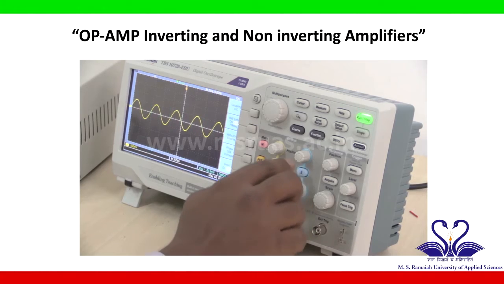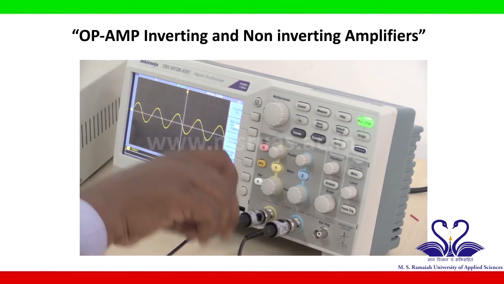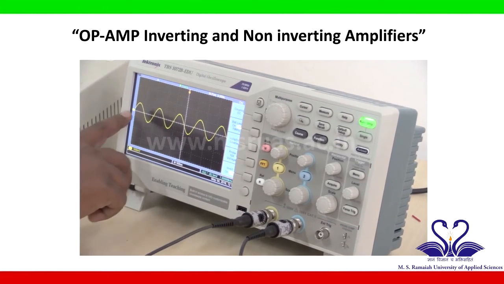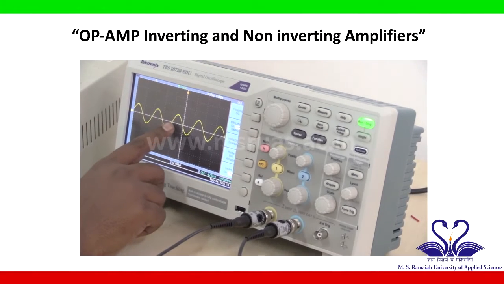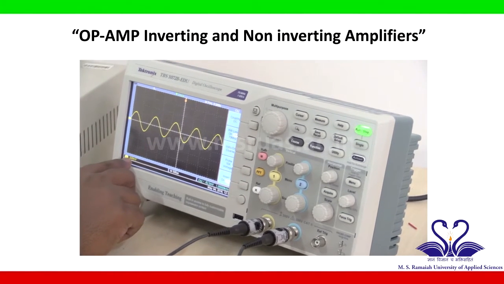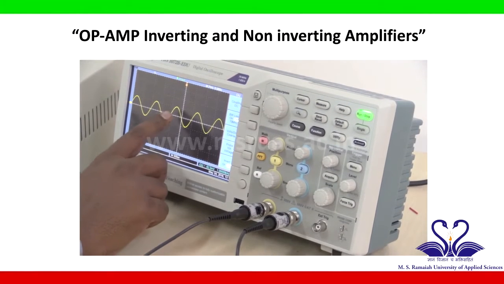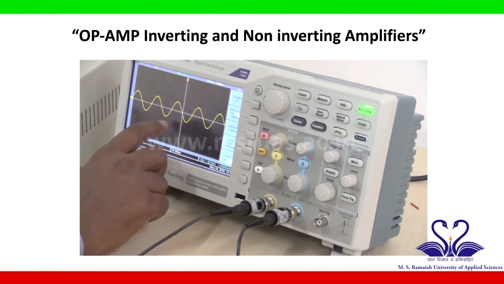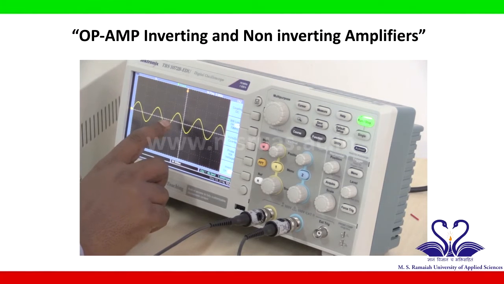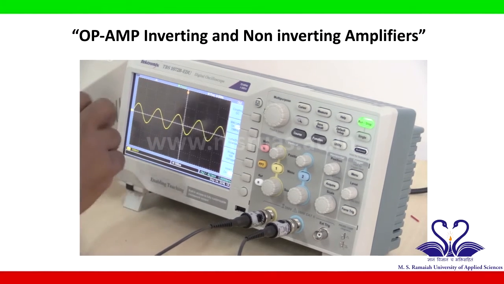Channel 1 signal, as we have connected channel 1 to the input, is the input voltage. It's covering 2 blocks. 2 into 500 millivolt equals 1 volt. So this is Vin. Vin is equal to 1 volt peak to peak. Let us note down this reading in the given tabular column.